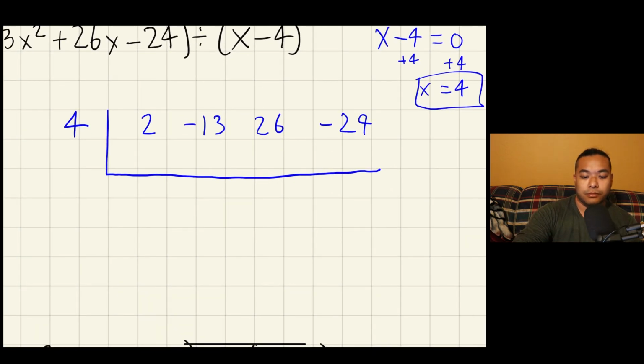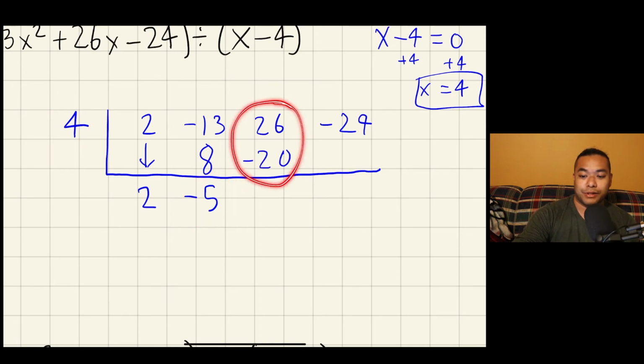So there's nothing I can do with the 2. I bring it down first. And then that's usually the first step. Actually, always the first step. Bring down the first number. Next, I take 4 and multiply it by 2 to give us 8. And then I add these two numbers. So negative 13 plus 8 gives me negative 5. Yes, negative 5. 4 times negative 5 gives me negative 20.